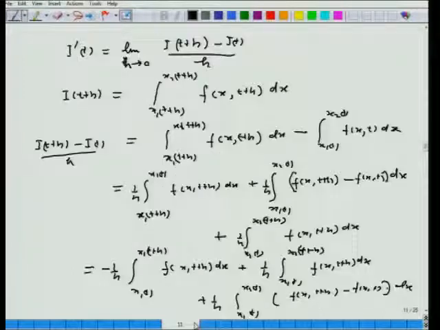The next tool will be integration by parts.